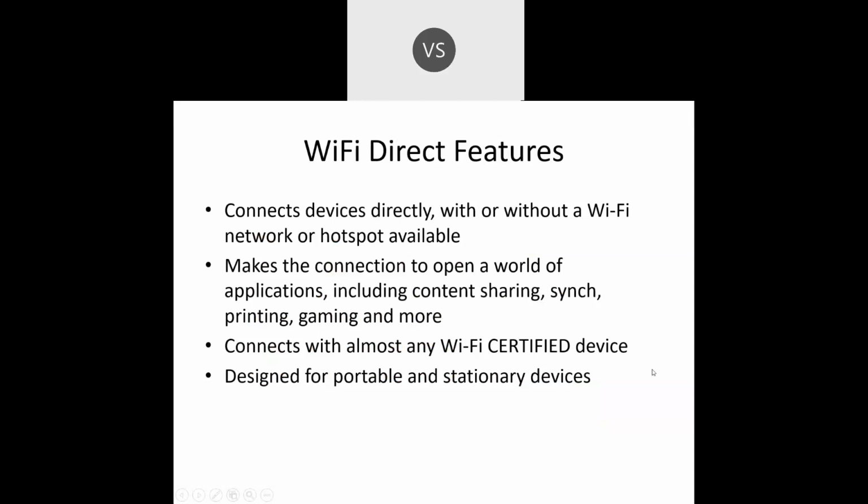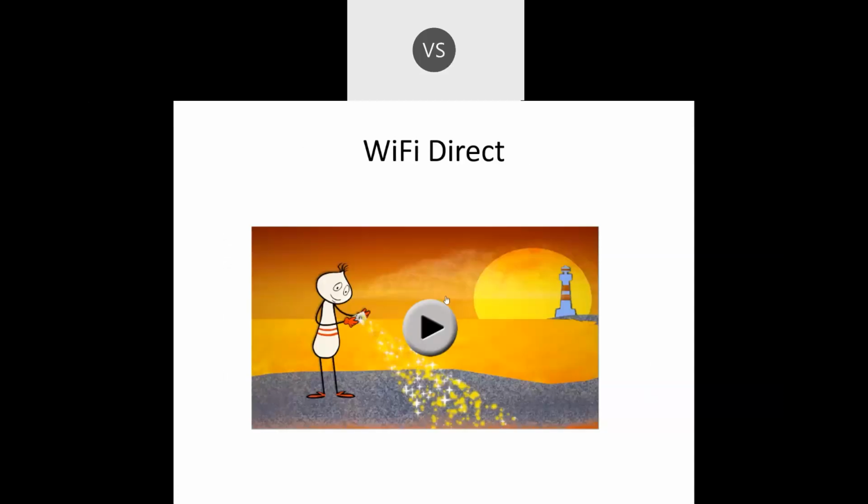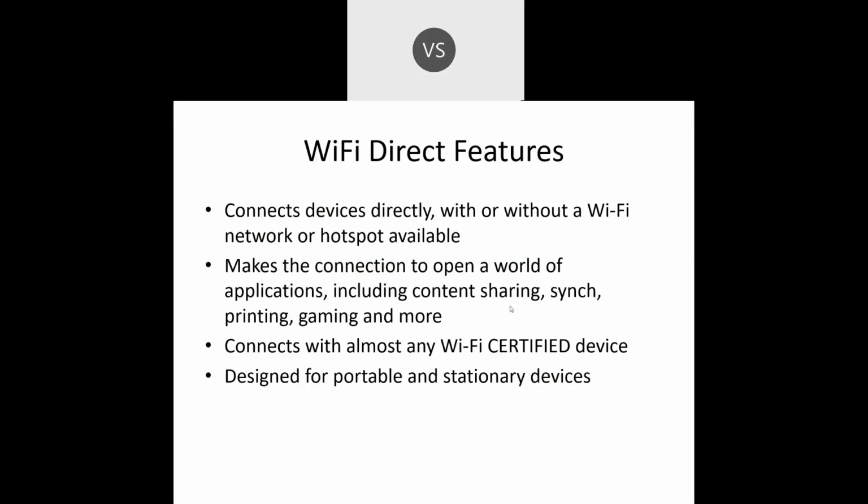So what are the Wi-Fi Direct features they are identified? Connect devices directly with or without the Wi-Fi network or the hotspot available. Makes the connection to open the world of applications including connection sharing, sync, printing, gaming and more. Connect with almost any Wi-Fi certified devices because it comes under the Wi-Fi Alliance. Designed for portable and stationary devices.